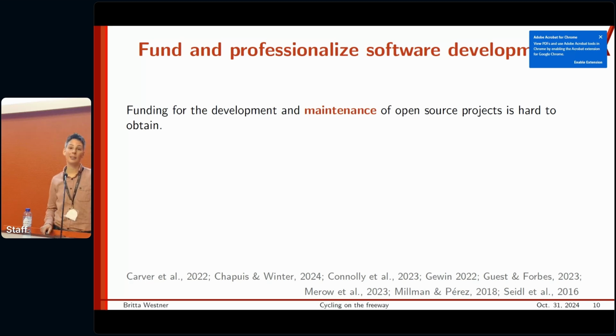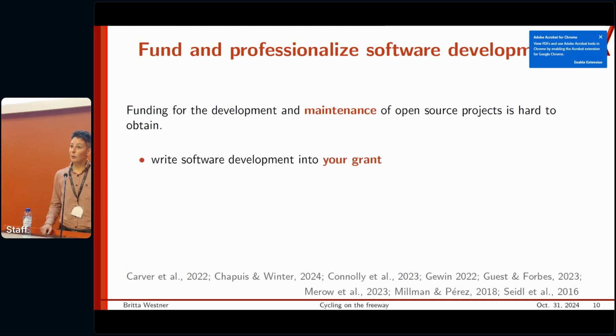First of all, we need to fund and professionalize software development in open source and neuroscience, especially for the maintenance of open source projects. We do not need new open source projects, but we need to maintain the ones that are out there. So for those of you who are writing grants, write software development into your grant. Allocate some full-time equivalent time of your grant to contribute to open source, for example, of one of your postdocs or PhD students.